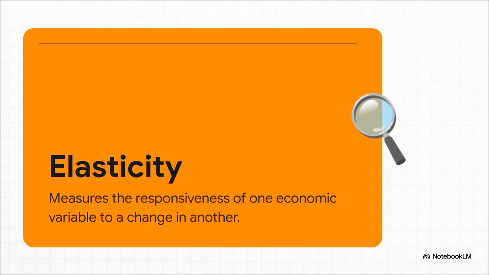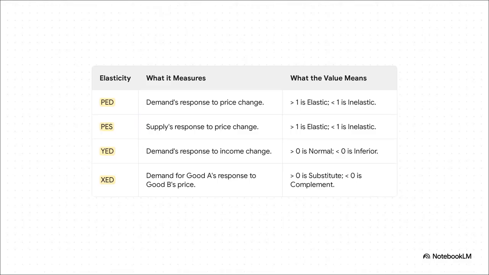Think about it like this. If your favorite coffee shop jacks up its prices, elasticity tells us how you're going to react. Are you going to buy a little less coffee, or are you going to stop going altogether? That's the crucial question elasticity answers. Now, elasticity isn't just one thing. There are 4 main flavors, and each one gives us a different piece of the puzzle. You've got ones that measure how we react to price changes, another for how we react to changes in our income, and even one that tells us if 2 products are rivals, like Coke and Pepsi.